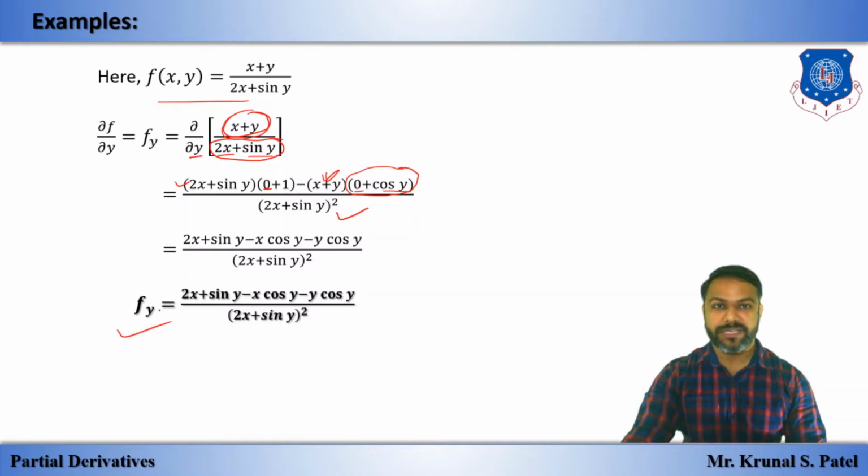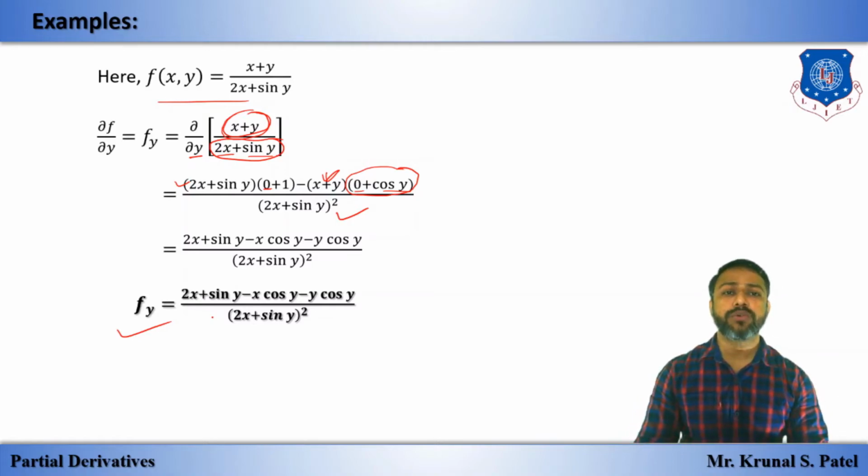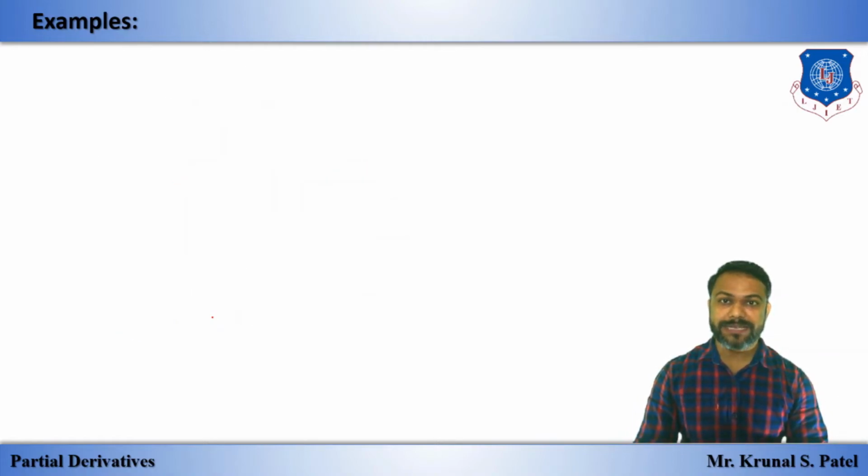So this is the process of how we differentiate with respect to x and y partially, that means the first order partial derivative. Same as we have done at school level, but we have to just keep in mind that whenever we differentiate with respect to one variable, we have to treat the other variable as a constant. Okay, so now we have one more example.